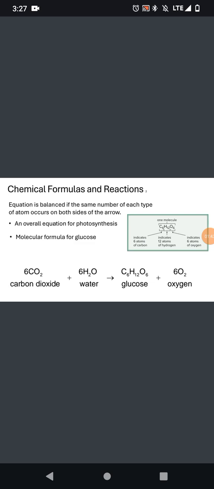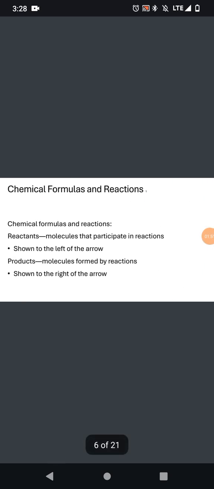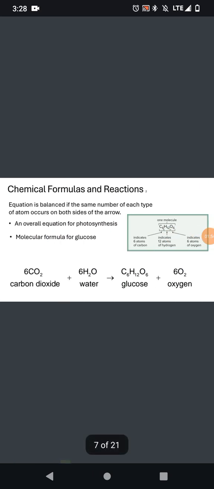An overall equation for photosynthesis, with the molecular formula for glucose. All right, so reactants are to the left of the arrow. I'm trying to look at this diagram, but anyways, we have 6 carbon dioxide molecules, plus 6 water molecules, turns into glucose plus oxygen.